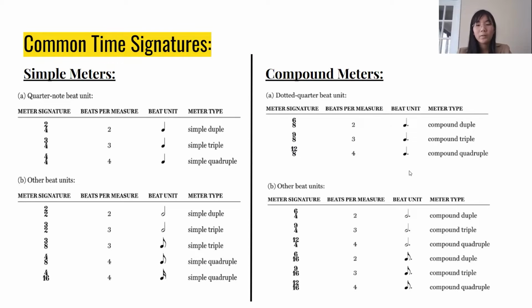And if you look at the beat units here as well, the beat unit here is the dotted quarter note, which can subdivide into 3 eighth notes. The beat unit here is dotted half note, which is 3 beats, so it can be subdivided into 3 quarter notes. And then here's a dotted half note, which can be subdivided into 3 sixteenth notes.